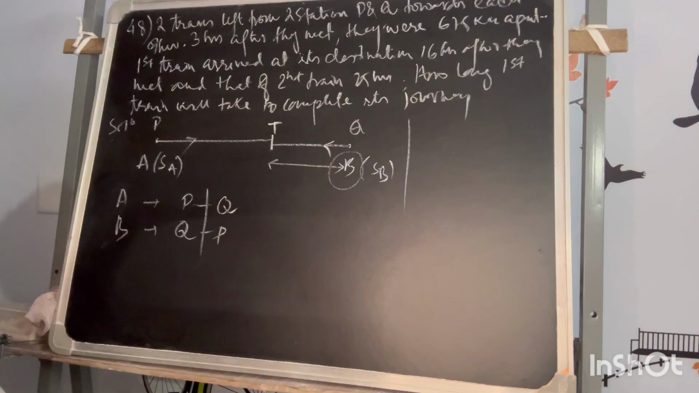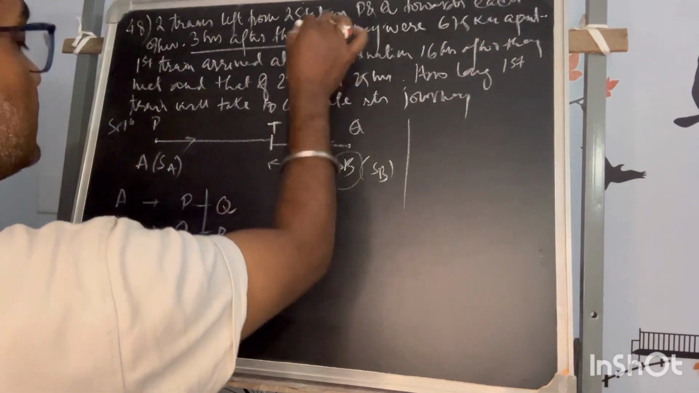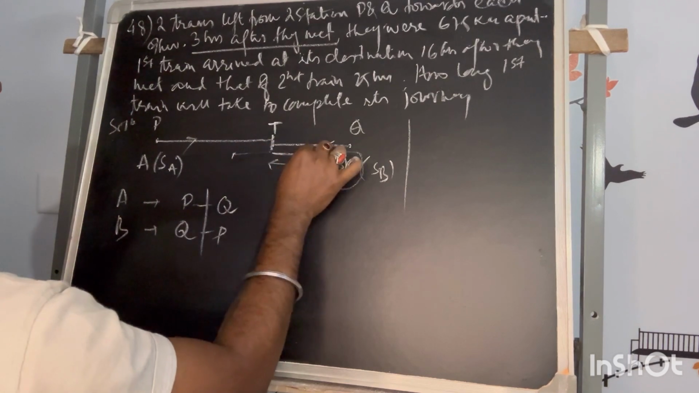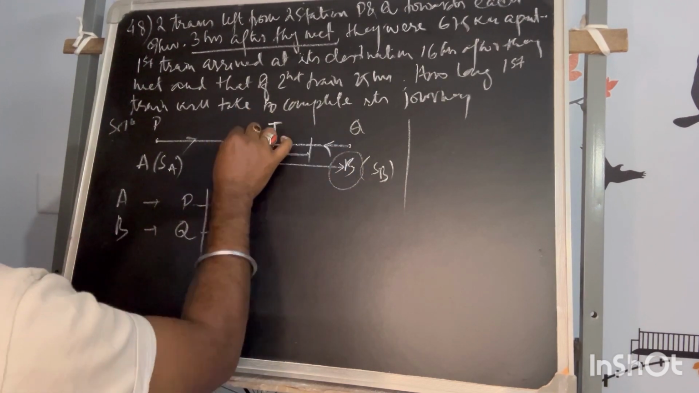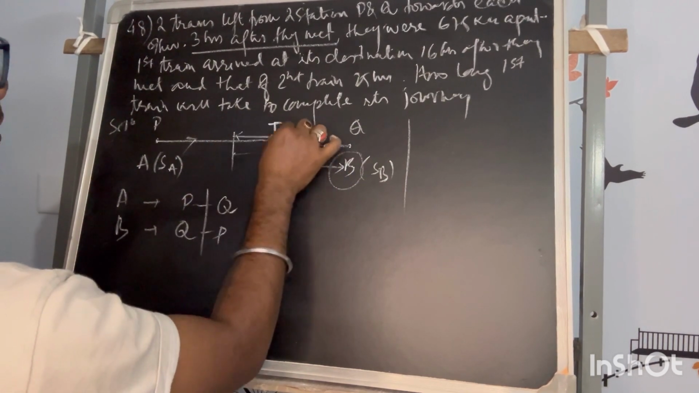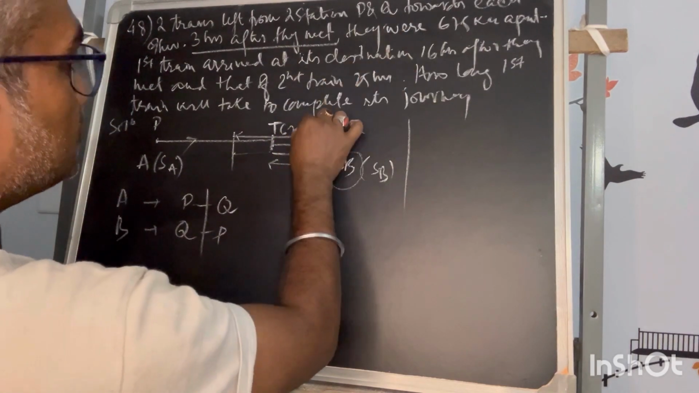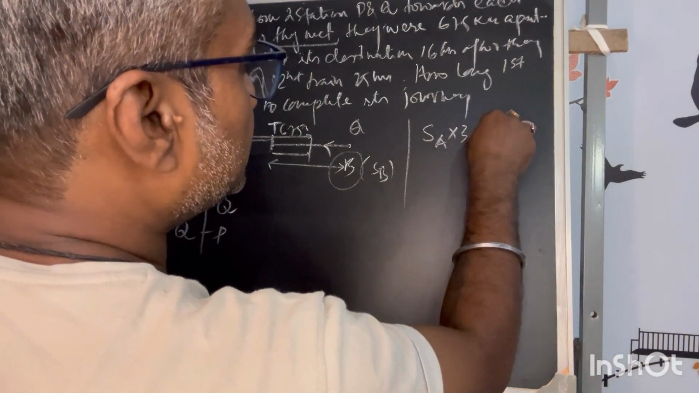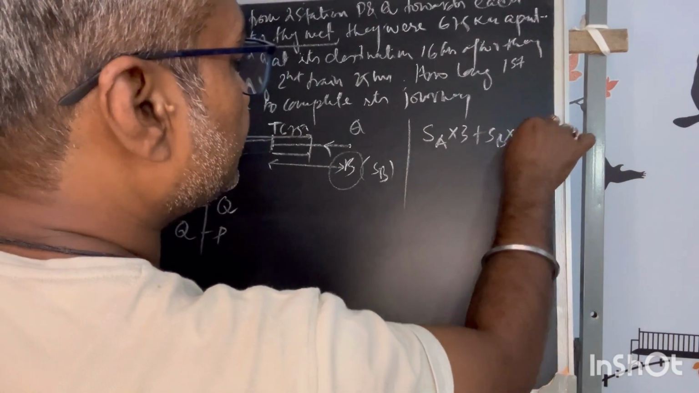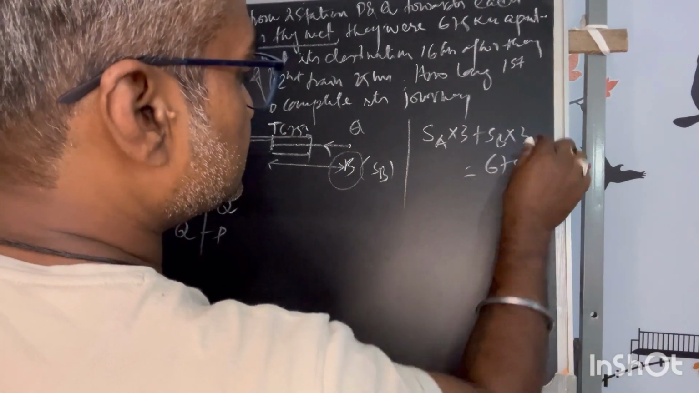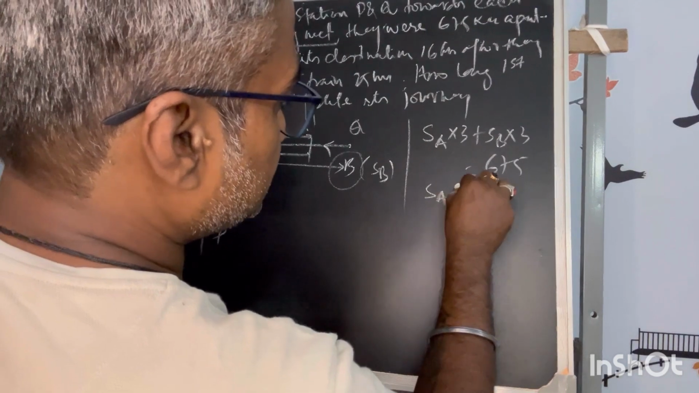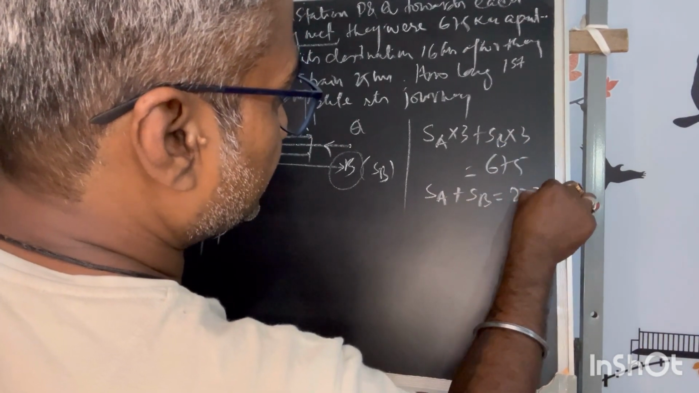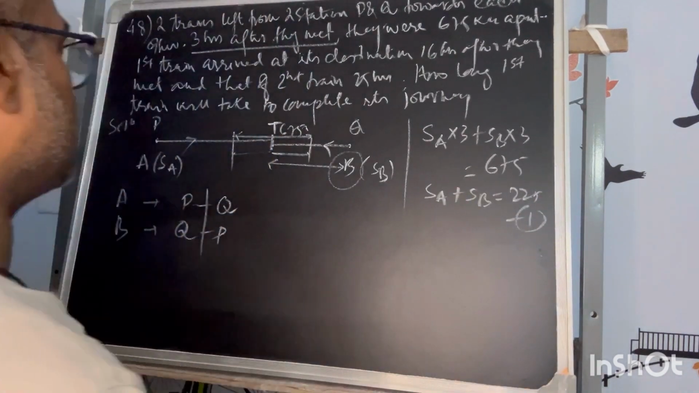For the first part of the question, 3 hours after they met, they keep moving for another 3 hours, and during that they create a distance in between of 675. So the first equation is SA into 3 plus SB into 3 is equal to 675. That is the straightforward one. From there, SA plus SB is 675 by 3, which is 225. So this is one equation.